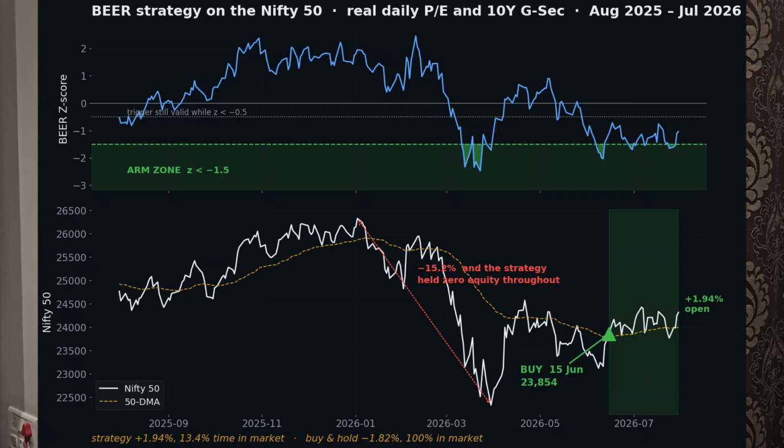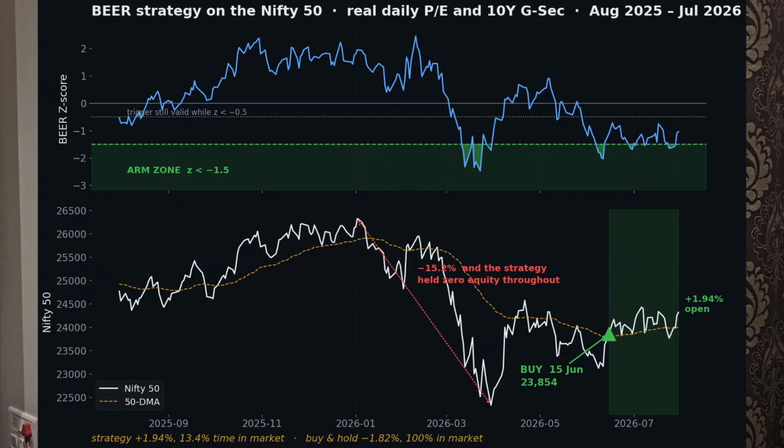I'll try to give you a personal example that I use. I started buying the Nifty Bees ETF in June because my Z-score was giving me a very fair valuation, but I did not wait for the DMA because obviously this was a big correction in the markets and I wanted to enter first. So since then I have made around 3.5% in the markets already.